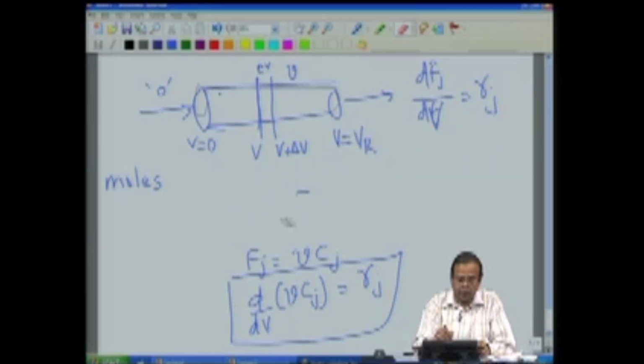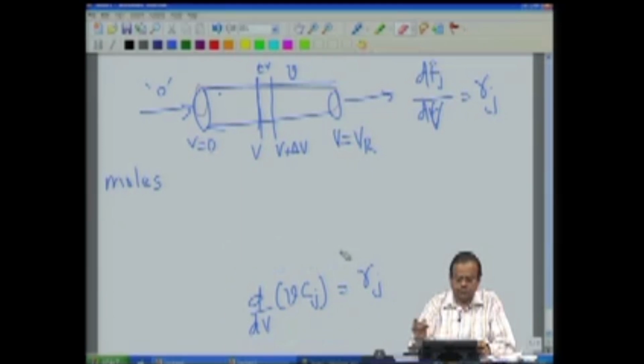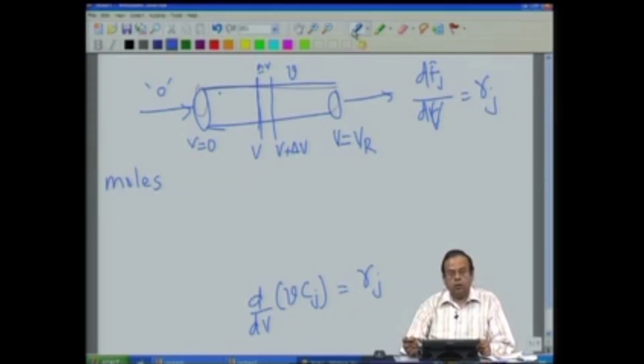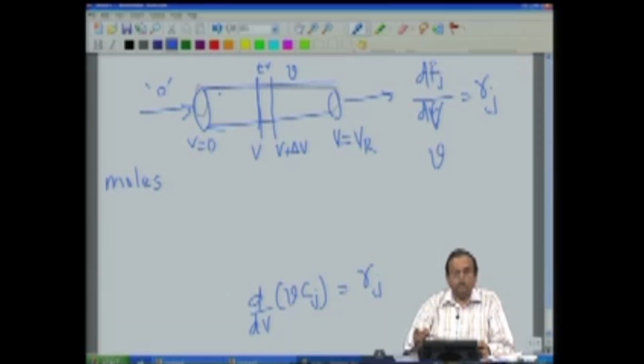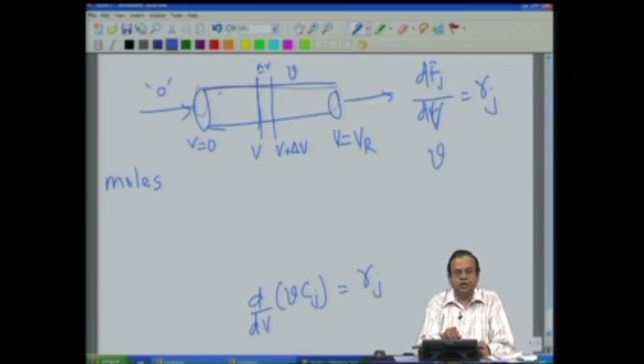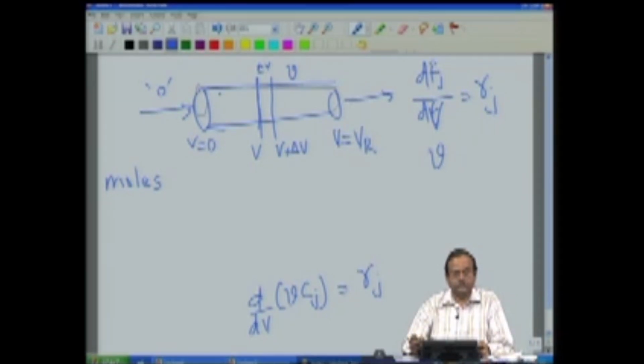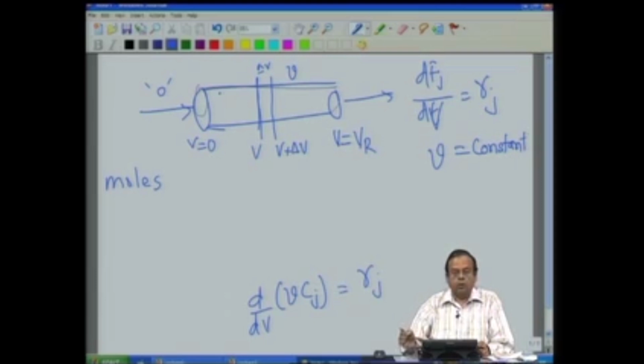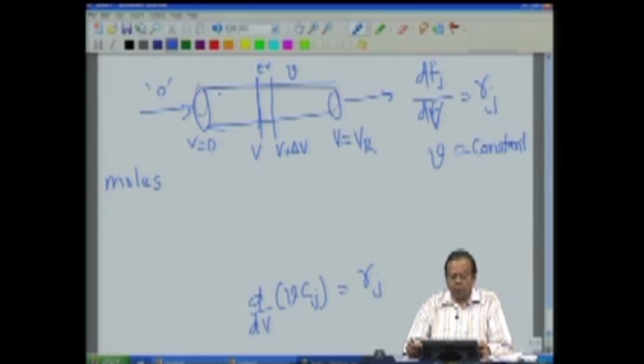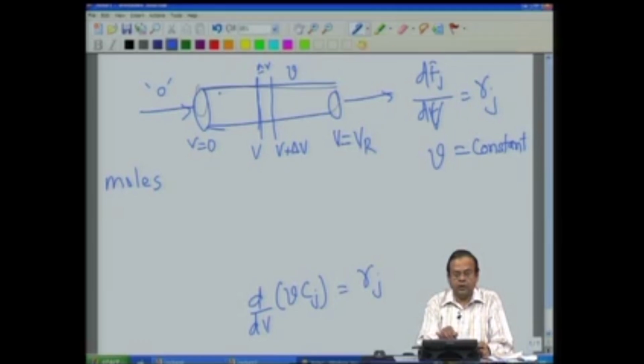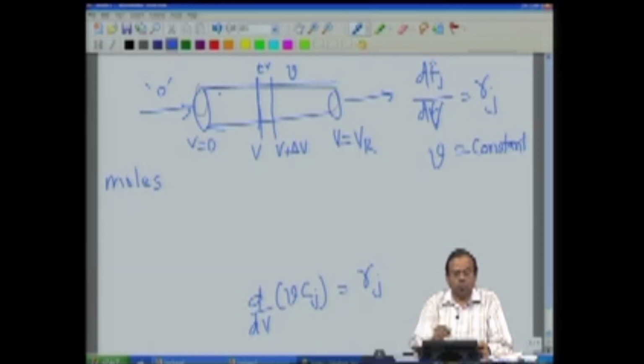This mass balance equation can be further simplified, and what are the conditions under which it can be further simplified? The conditions are as follows. If and only if the volumetric flow rate is not changing along the axial direction, that is, V is constant. That's condition 1. Then the diameter of this tubular reactor is constant. That means cross sectional area is constant.